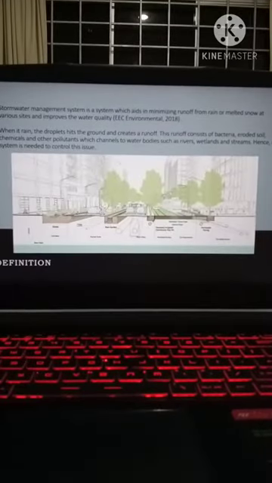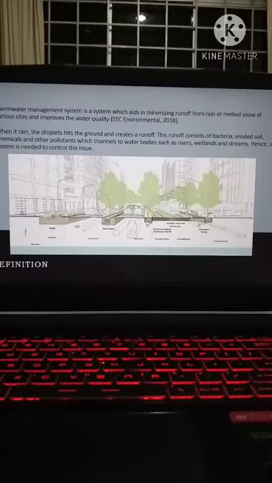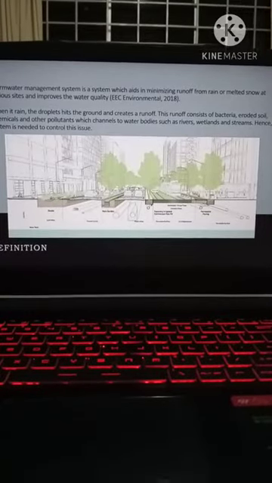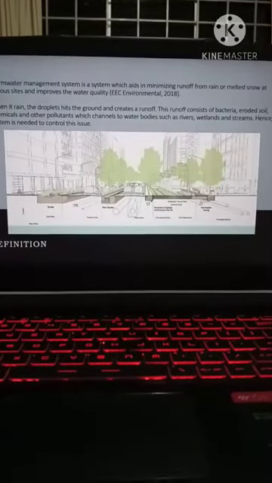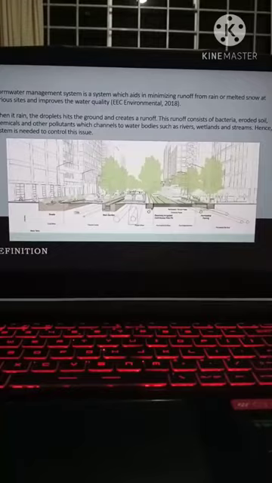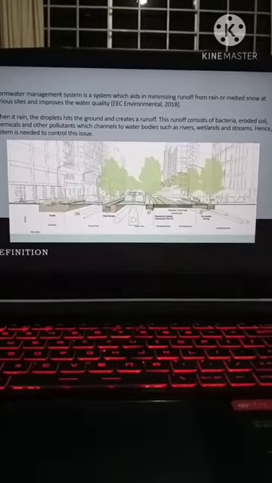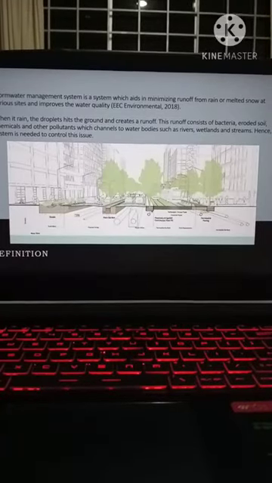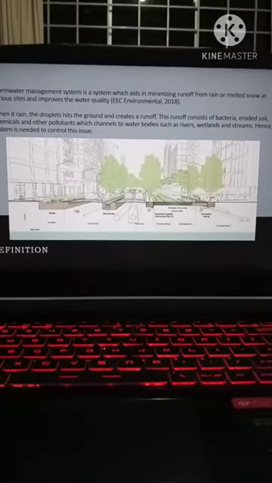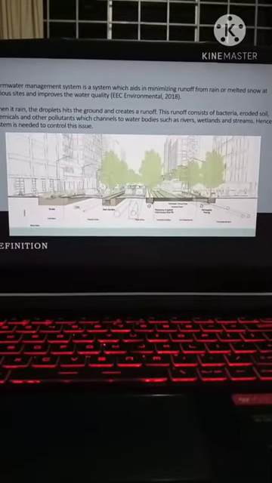When it rains, the droplets hit the ground and create a runoff. This runoff usually consists of bacteria, chemicals, debris, pollutants, and eroded soil, which channels itself to water bodies such as rivers, wetlands, and streams. This is one big reason why we can see garbage around the riverbanks and river or stream waters which are highly polluted, and the color is so murky and brown. Hence, a system is needed to control this issue, and such a system is the stormwater management system.